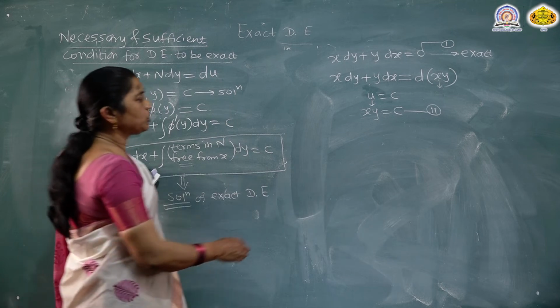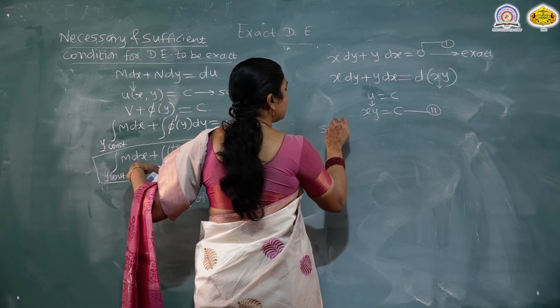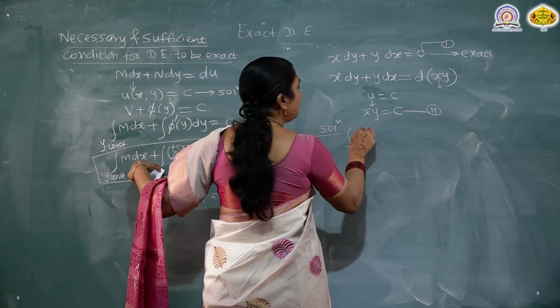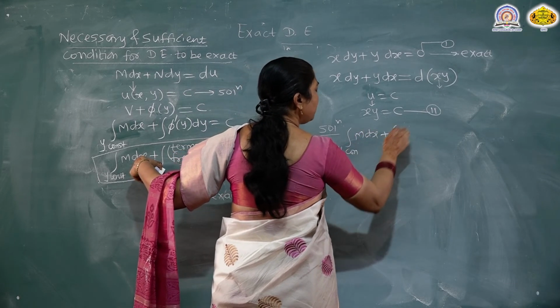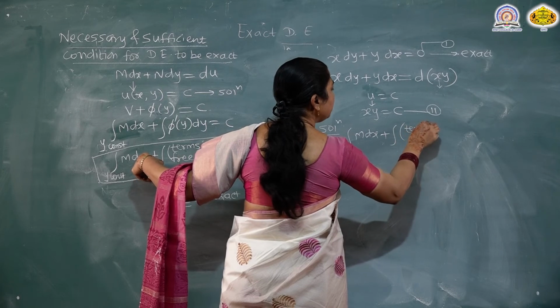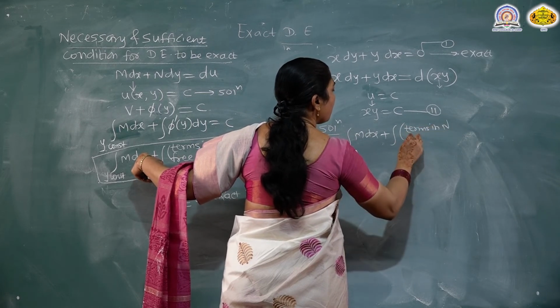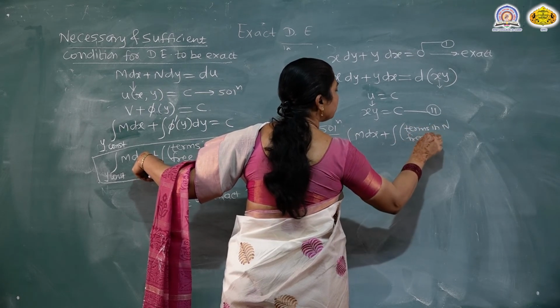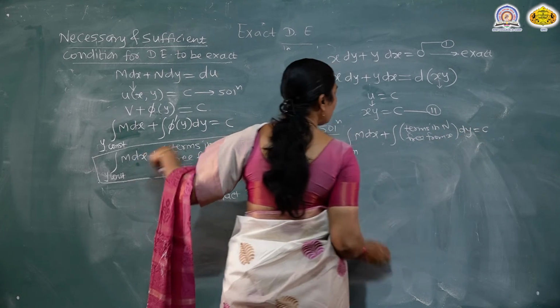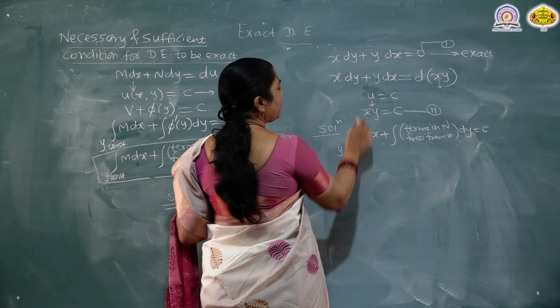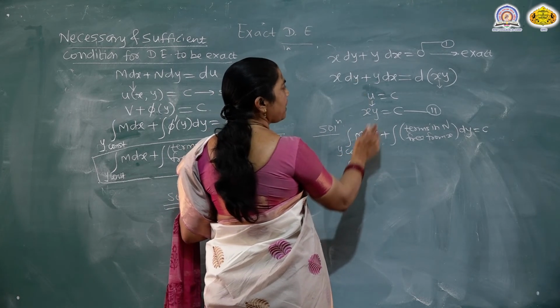What is our solution by this rule? The rule says that the solution is integral M dx over y constant plus integral of terms in N free from x dy is equal to c. This is the solution. So, what is M dx?